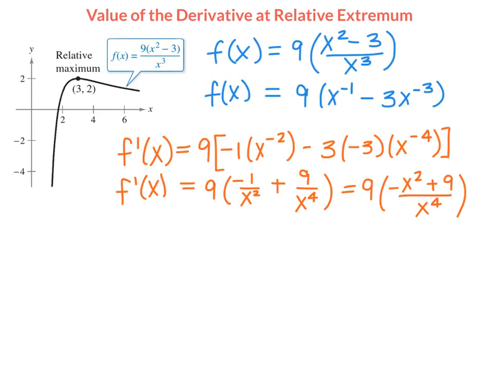You could use the quotient rule. I decided to go with the product rule, so I simplified this part here, pulled out a 9, so it's just the constant multiple rule. And I rewrote this as this, so I took the derivative and I simplified it. There's a ton of different ways you could simplify it as well. But what I'm actually going to do here is plug in 3 and see what the slope of the tangent line at this relative max will end up being.